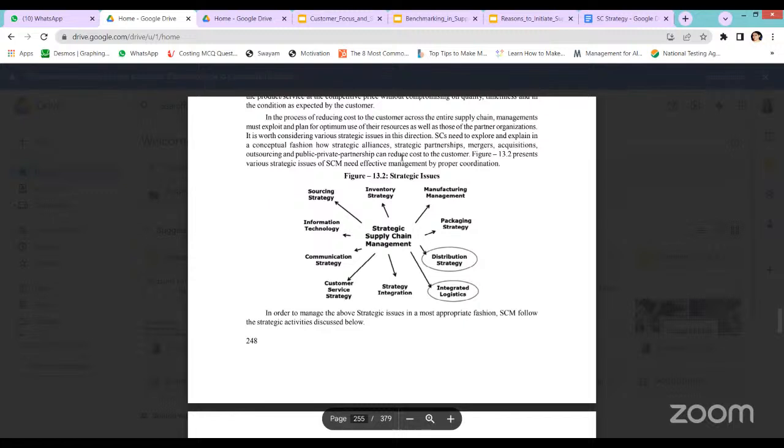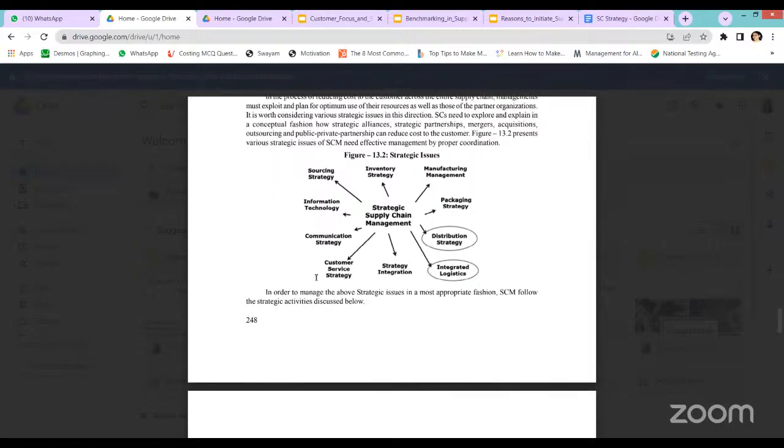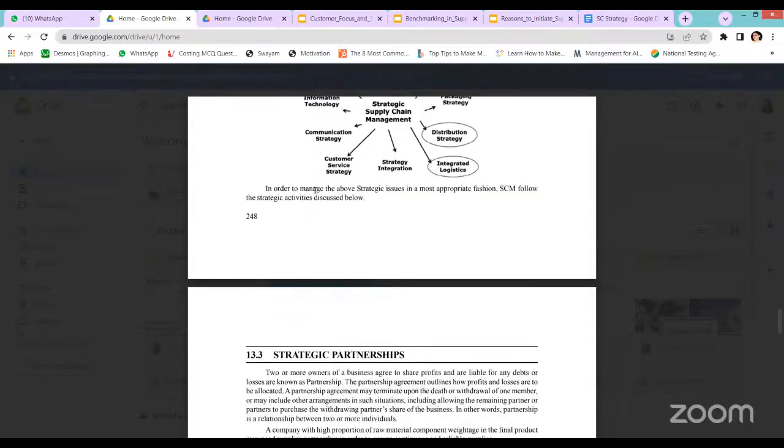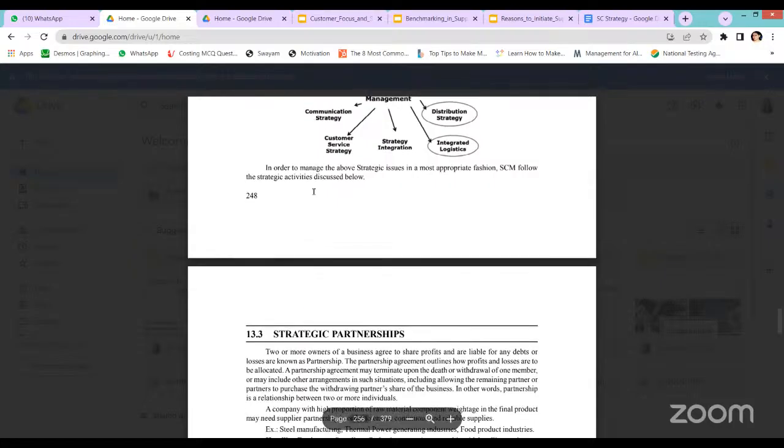The next, manufacturing management, and similarly packaging strategy, distribution strategy, logistics strategy, customer service strategy, communication strategy, information strategy, social strategy, everything we learned, various strategies in our previous class. So anything missing in this will lead to failure of the supply chain operations, failure of the organization.